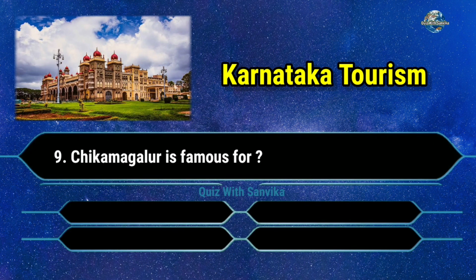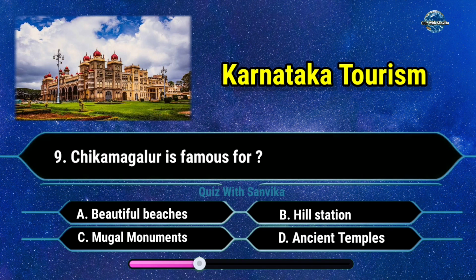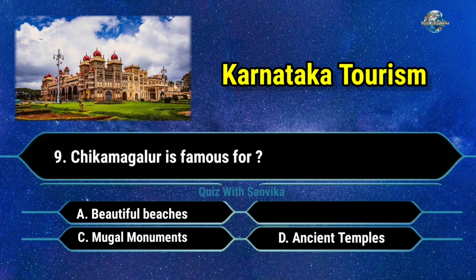Chikmagalur is famous for. Options are A. Beautiful beaches, B. Hill station, C. Mughal monuments, and D. Ancient temples. Answer is B. Hill station.